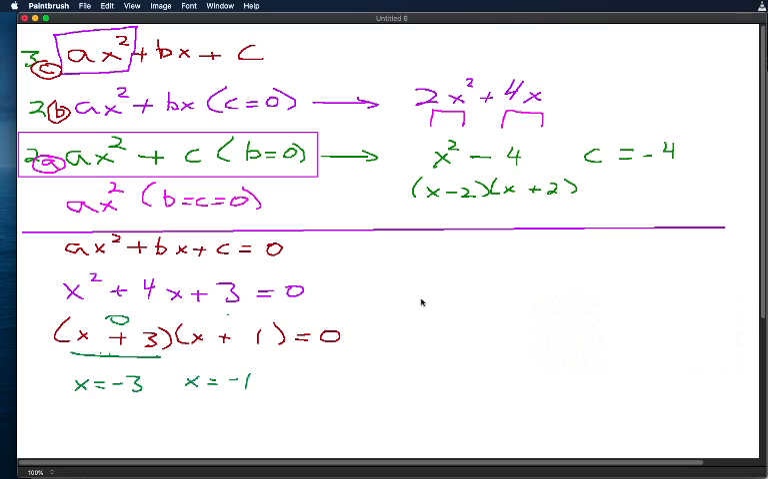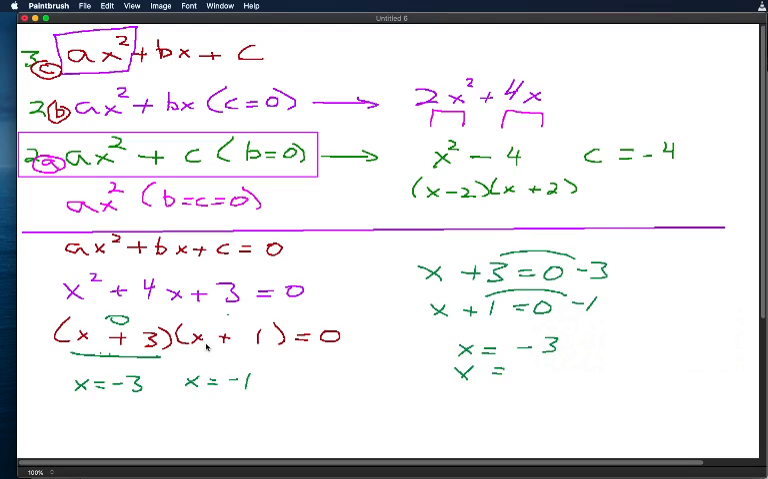Now, if you don't really understand that, what you can do is just come along here and use the null factor rule separately. So you equate this piece to 0. You equate this piece to 0. Throw the 3 over there. Throw the 1 over there. And you get the same answers as if you were able to just look at this and guess, okay? So that's if you have this type here, which is unfactored.